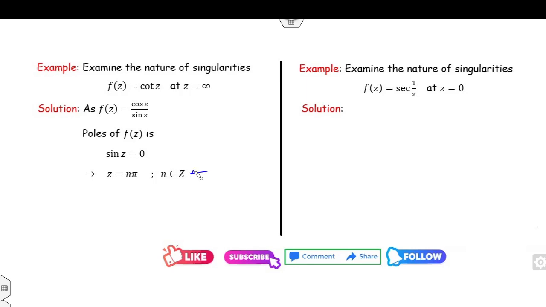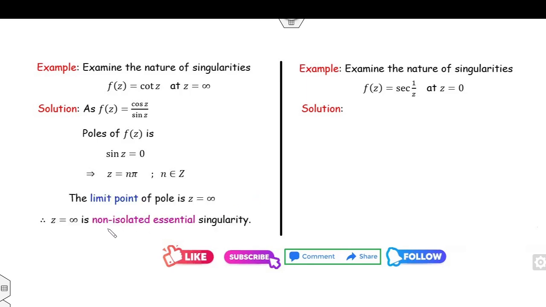Again, you can see this forms a sequence, and once you form the sequence, you can find the limit point. Can you find the limit point of z? The limit point of the poles, as n approaches infinity, gives you infinity. Therefore, z equal to infinity is my non-isolated essential singularity.